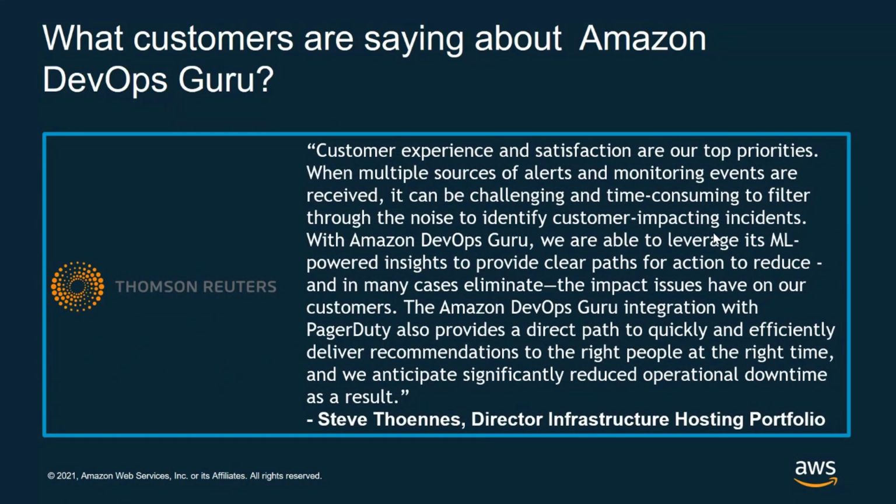And here we have a quote from Thomson Reuters talking specifically about the integration that they've done with PagerDuty and how they think it's both quick and efficient to help get recommendations to the right people at the right time. And they're excited about how they expect this to reduce operational downtime as a result of both this integration and the ability to leverage Amazon DevOps Guru in their actions to improve application availability at Thomson Reuters.